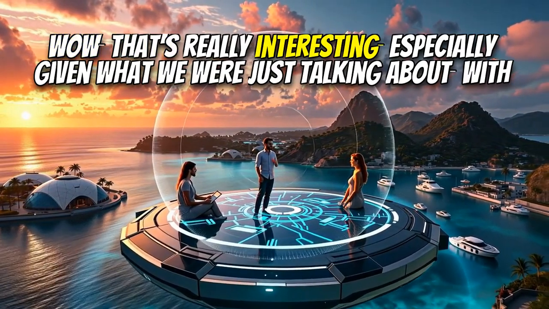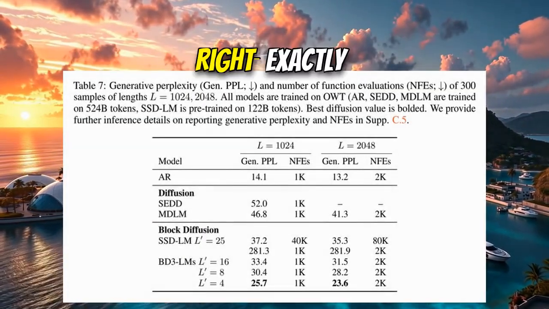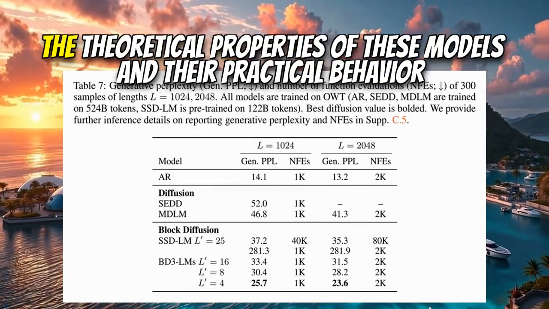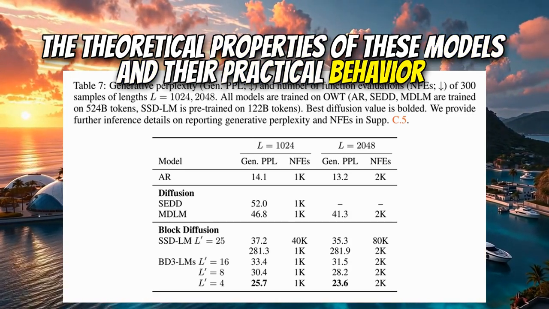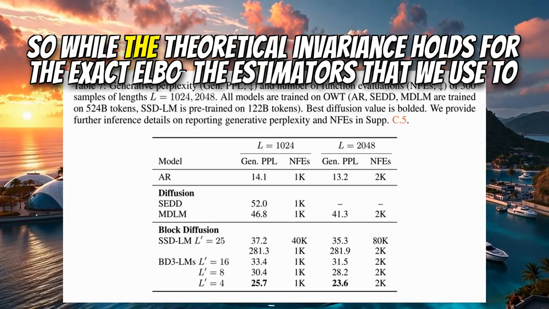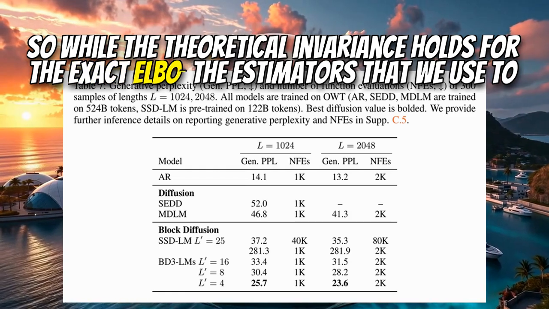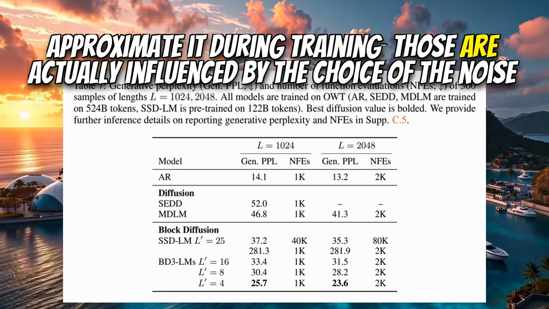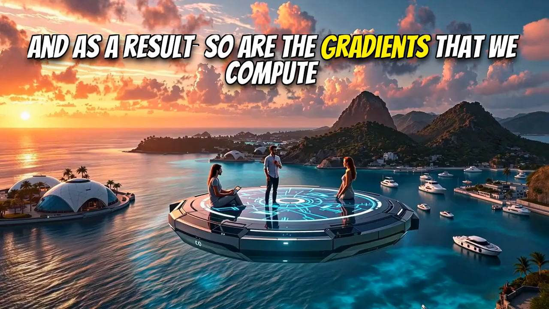Wow. That's really interesting, especially given what we were just talking about, with the importance of carefully choosing those noise schedules. Right, exactly. And this highlights a really important point about the difference between the theoretical properties of these models and their practical behavior. So while the theoretical invariance holds for the exact ELBO, the estimators that we use to approximate it during training are influenced by the choice of the noise schedule. And as a result, so are the gradients that we compute.